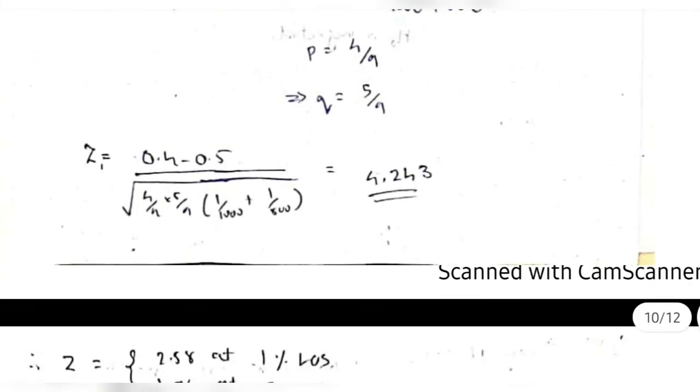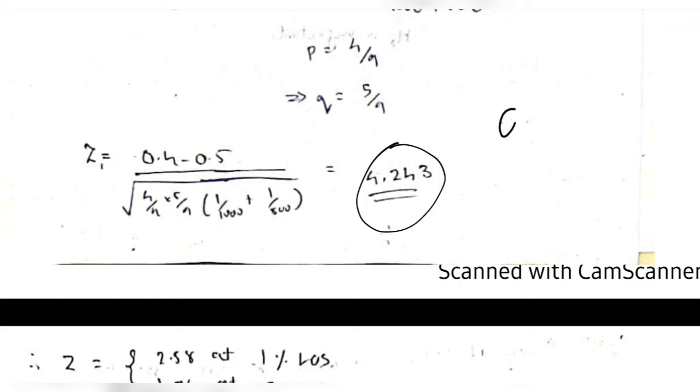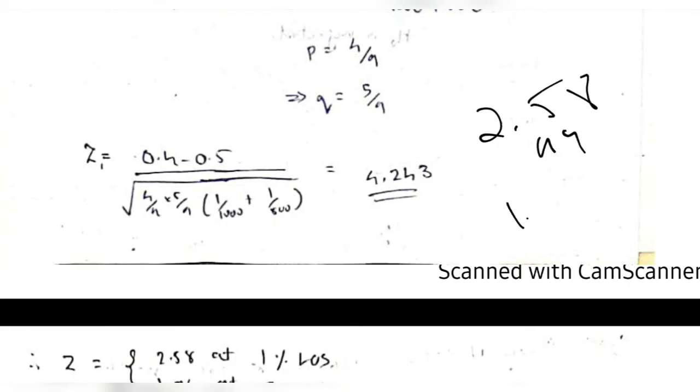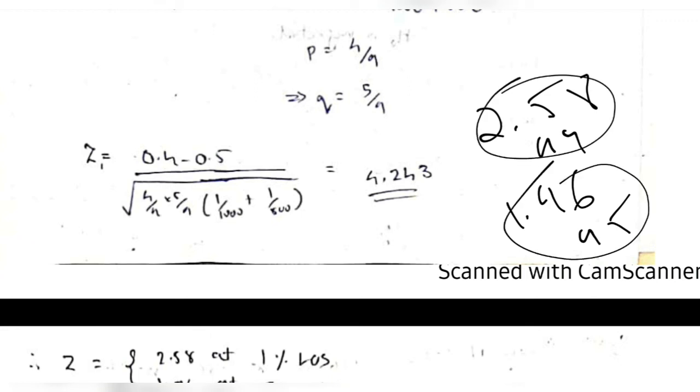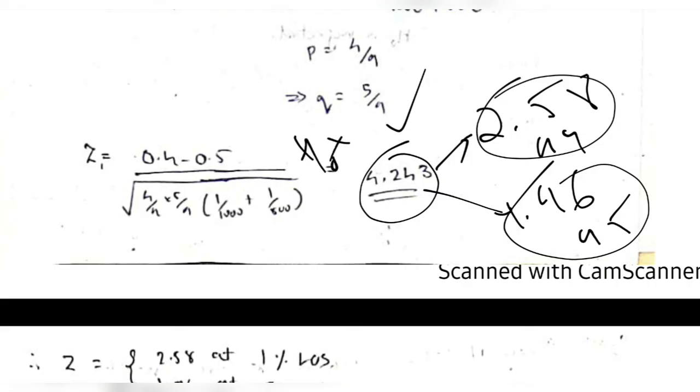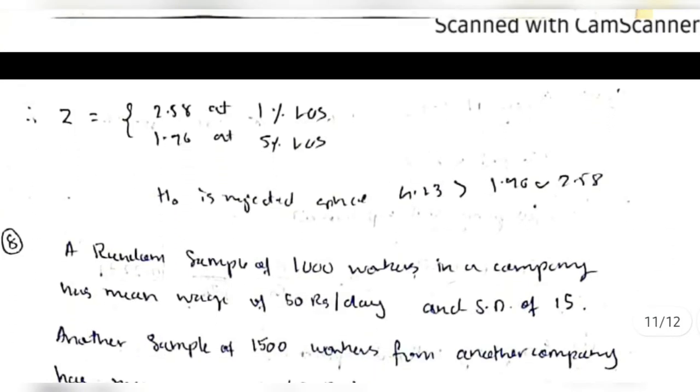When we get the answer for Z1, we will be comparing it with 99% and 95%. What were the numbers? For 99% it is 2.58 and for 95% it is 1.96, right? So we will be comparing these two numbers. Is 4.23 greater than 2.58 and 1.96? It's greater, so the hypothesis will be rejected, since 4.23 is greater than 1.96 and 2.58.